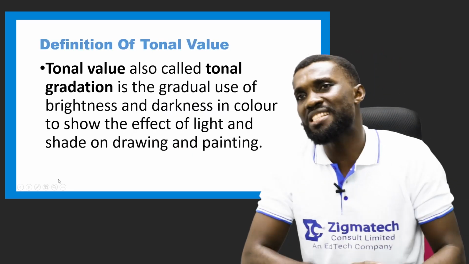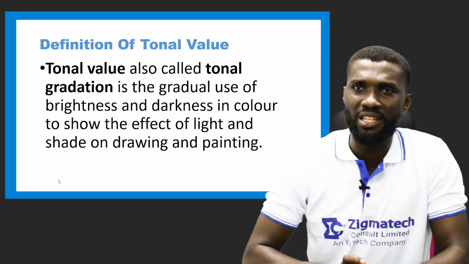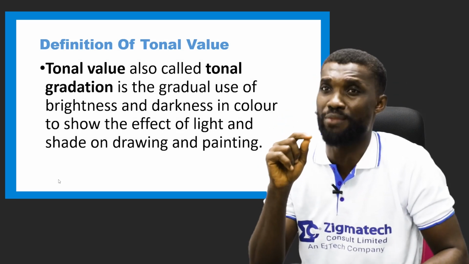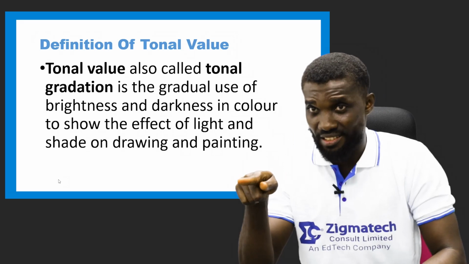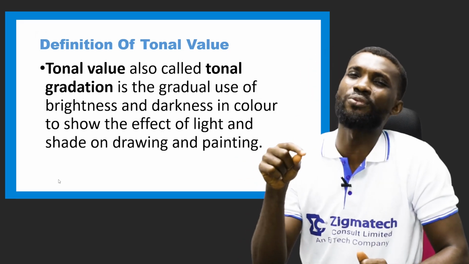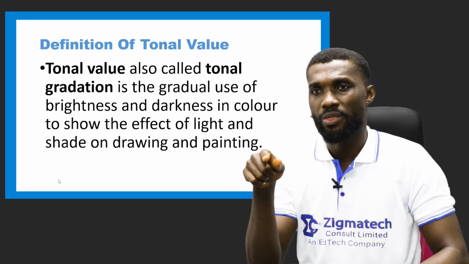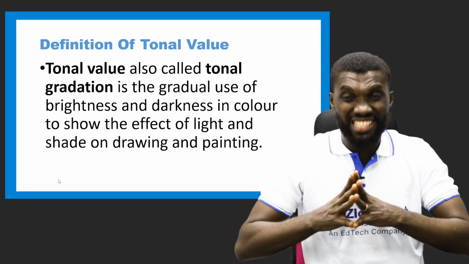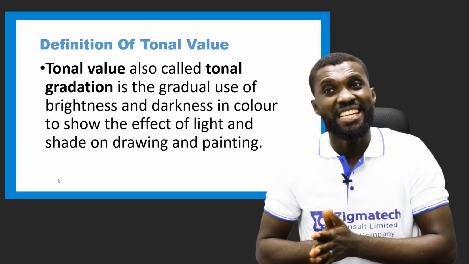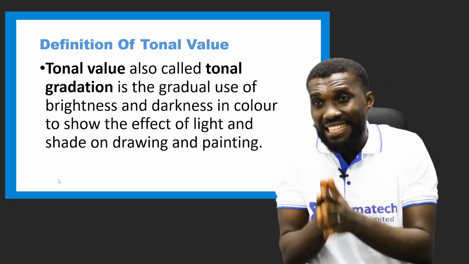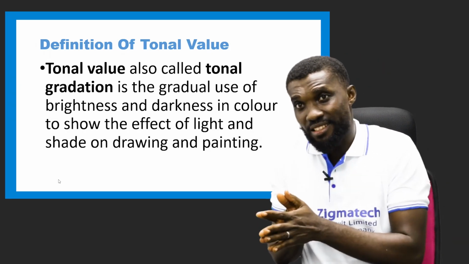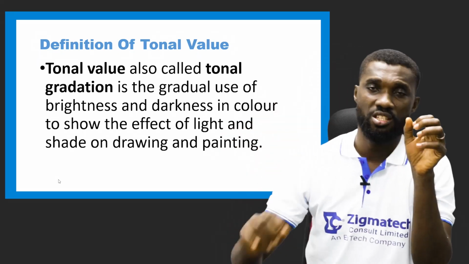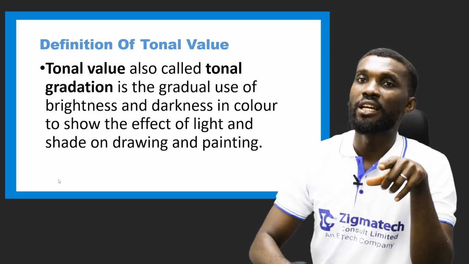Now, let me show you this. What exactly is the definition of tonal gradation? Tonal value, also called tonal gradation, is the gradual use of brightness and darkness and color to show the effect of light and shade in a drawing or painting. Let me take it again. What is tonal gradation or tonal value? It is the gradual use of brightness, darkness and color to show the effect of light and shade in a drawing or work of art.